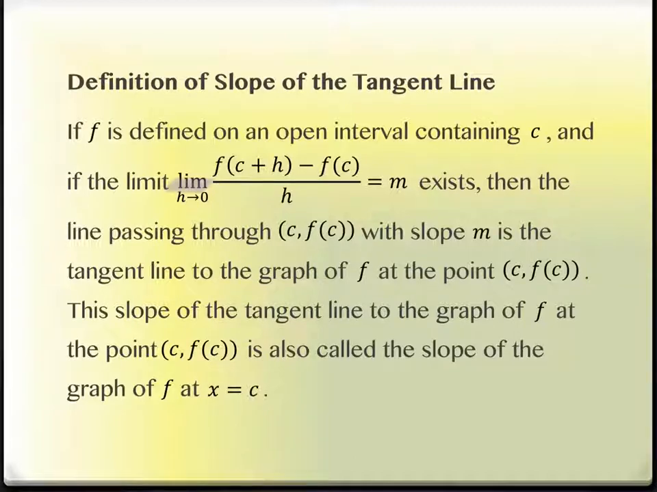Then the line passing through c, f of c with slope m is the tangent line to the graph. The slope of the tangent line is also called the slope of the graph. So when we talk about the slope of the graph at that particular point, we're talking about the slope of the tangent line to that graph. Just kind of a shorthand notation.